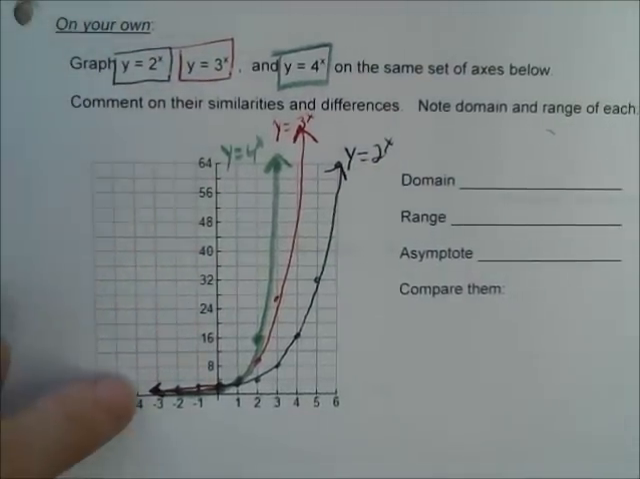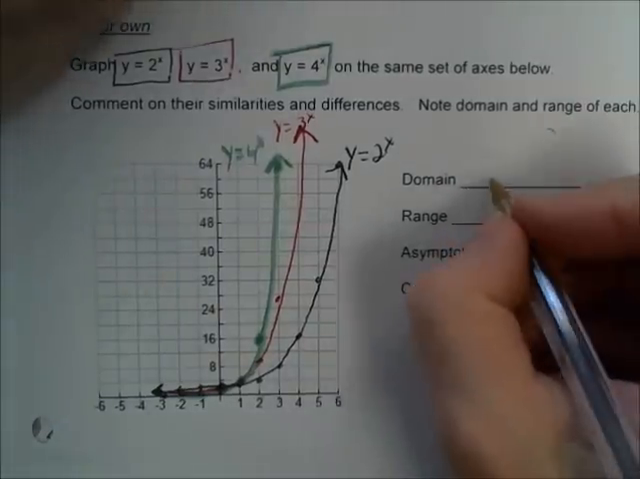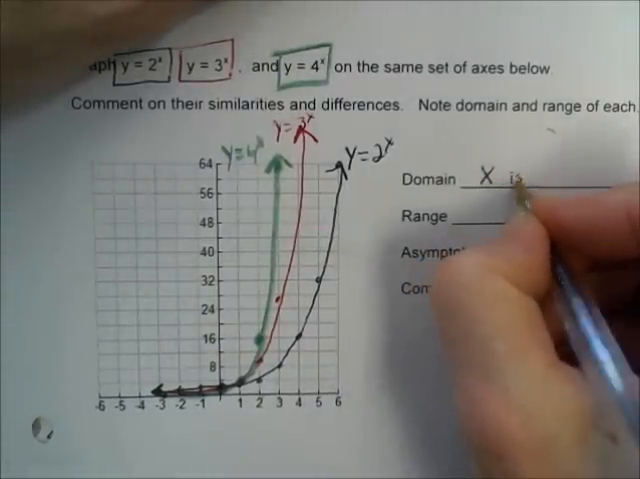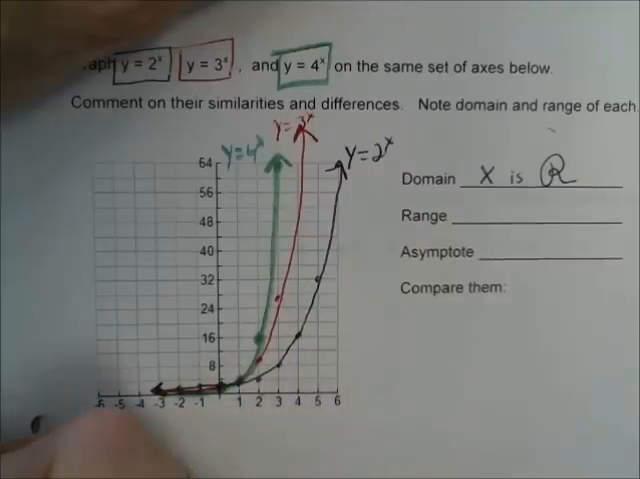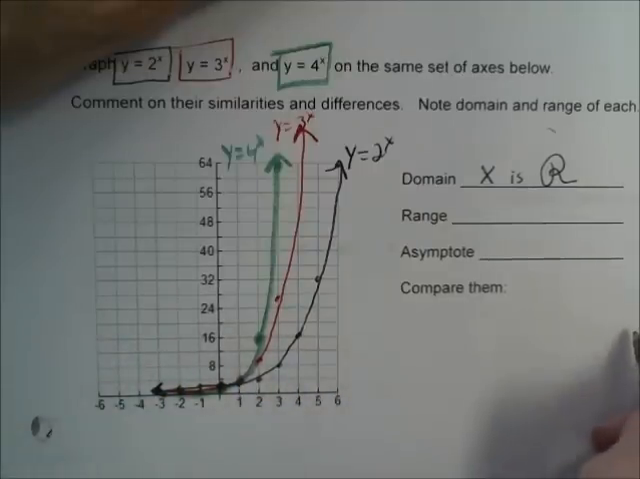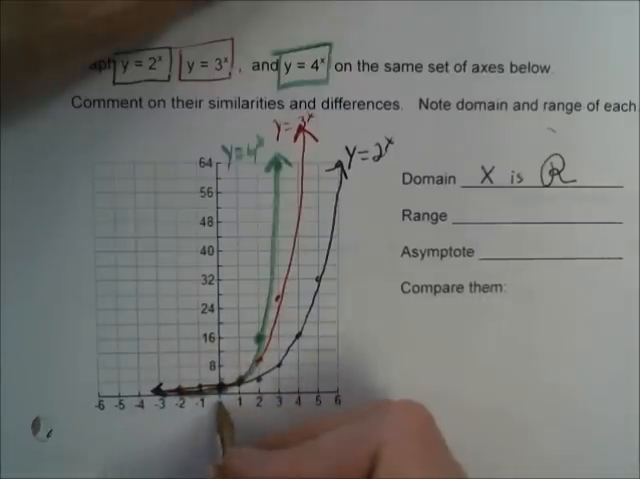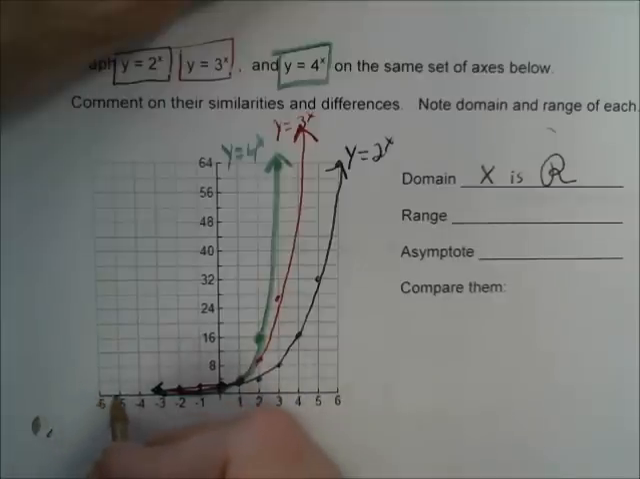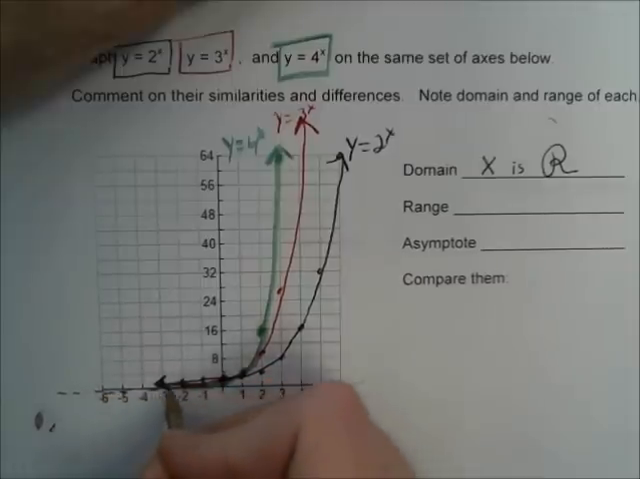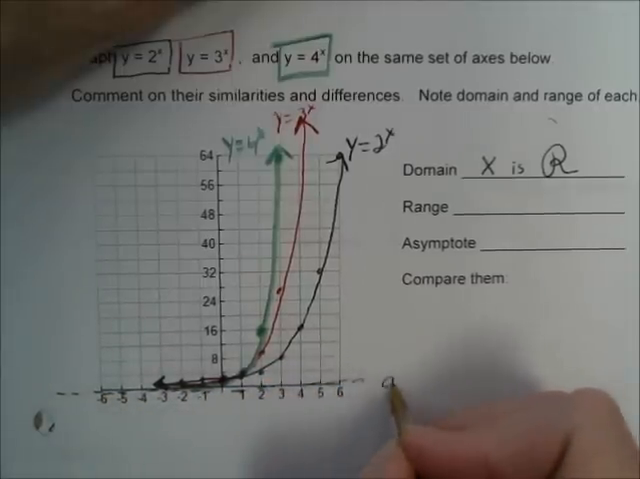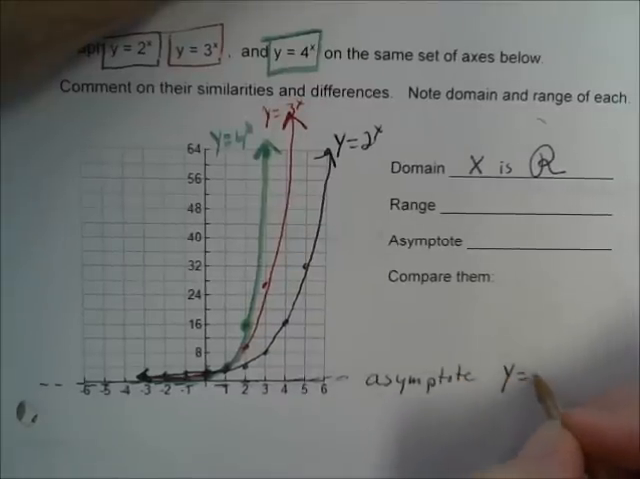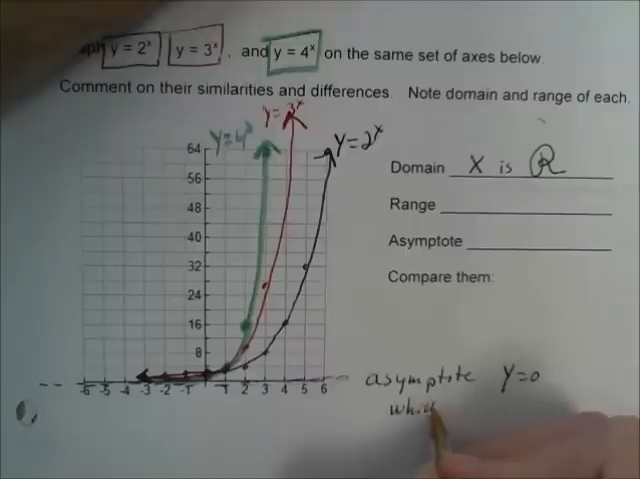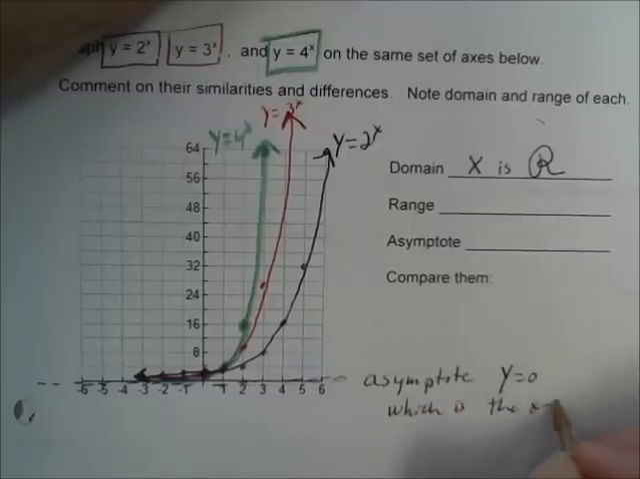What is the domain? Well, we have arrows on the ends of all these, so the domain is x is all real numbers, all of those x values, because x can go all the way down to the most negative, and it actually goes to the right forever. But the range, the y values, y could never be equal to 0 because it will never touch this. Let's label this dotted line. Dotted line, the asymptote is y equals 0, which is the x-axis.